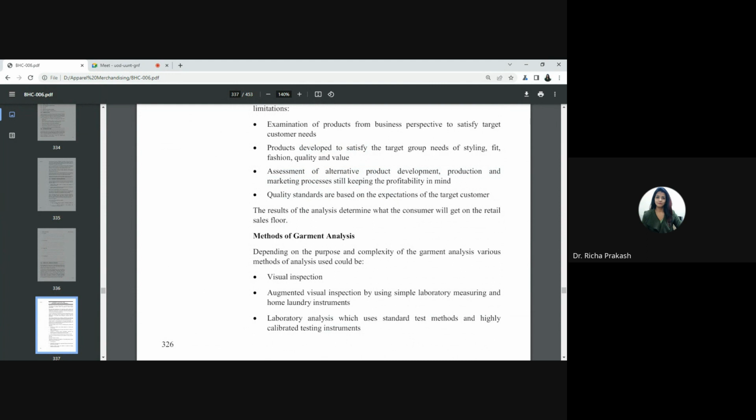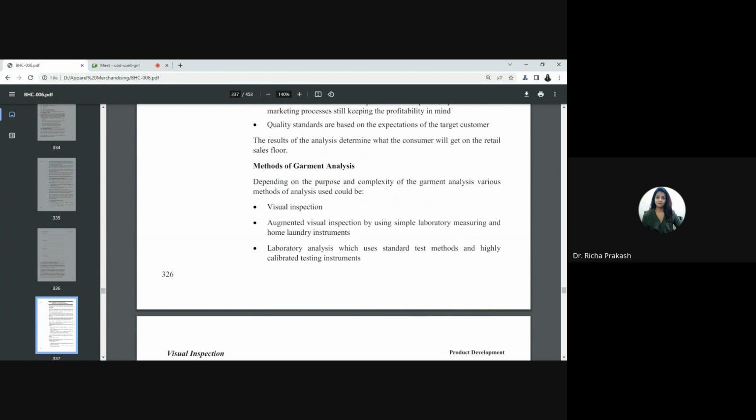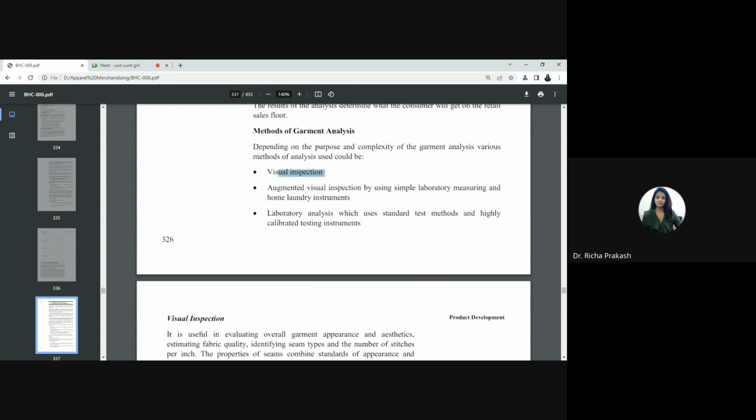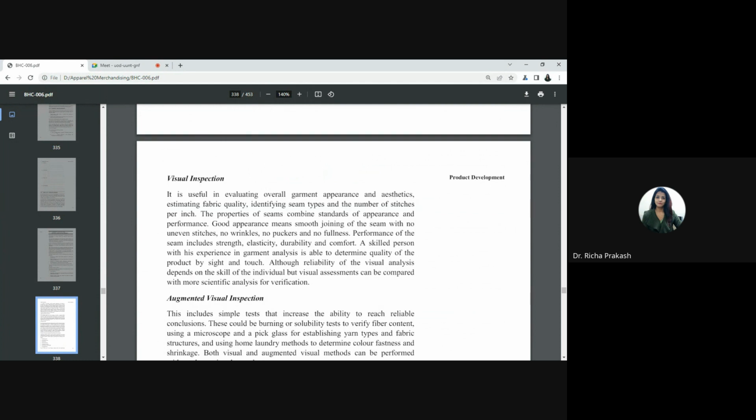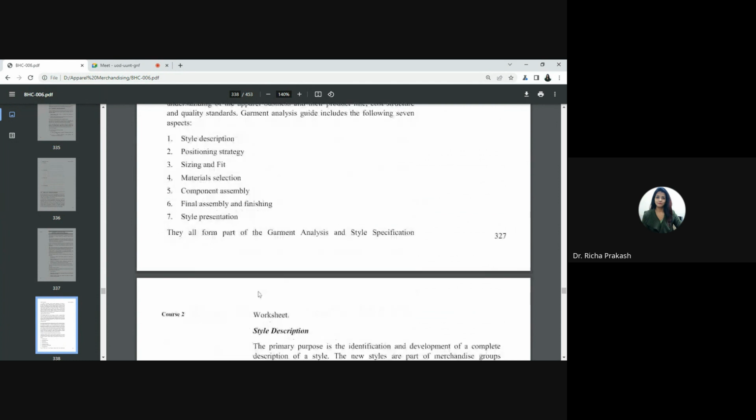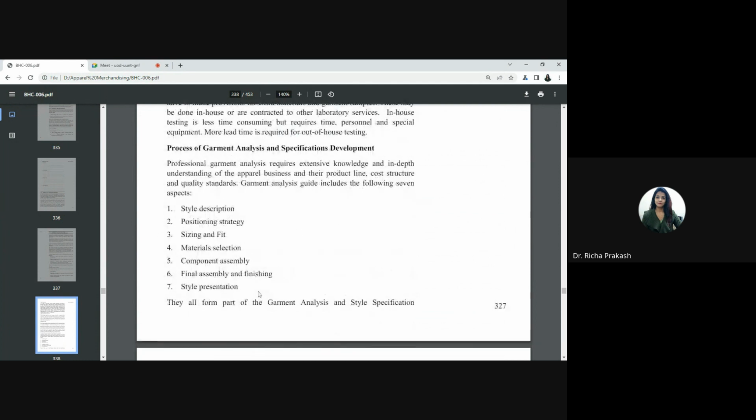For example, two of the sewers are not coming, so the production cannot stop, so the merchandiser has to take care, think of an alternative option for that. For that, quality standards, methods of garment analysis, different ways in which the quality check is done, visually, augmented visual inspection by using some kind of instrument, or laboratory analysis, also one can do. All these things are there. As I had just talked about textile testing, that's a part of laboratory analysis.